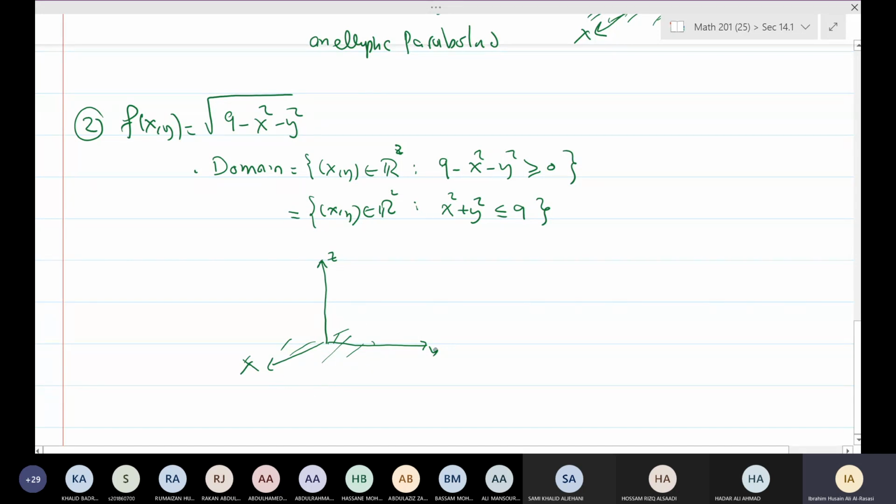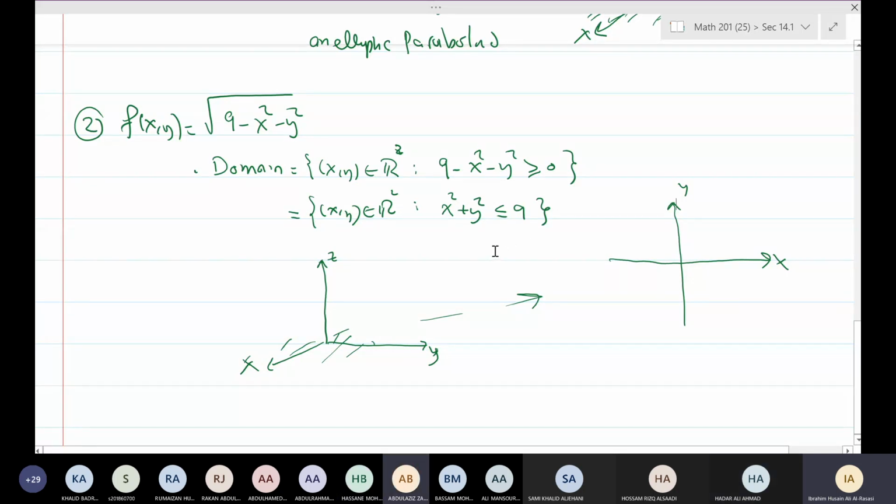Usually, if you want to sketch the domain, don't sketch it in 3 space. Just take the xy plane. Take the floor, because the floor is the location of the domain, just to see the picture of the domain. This is x and this is y. I need to sketch this inequality in the xy plane to know what the domain is. How do we sketch x squared plus y squared less than or equal to 9?